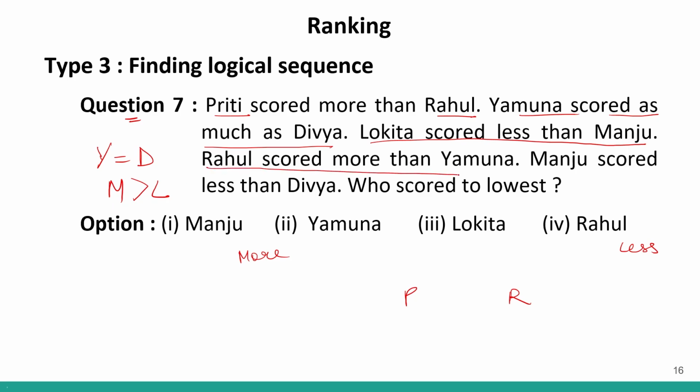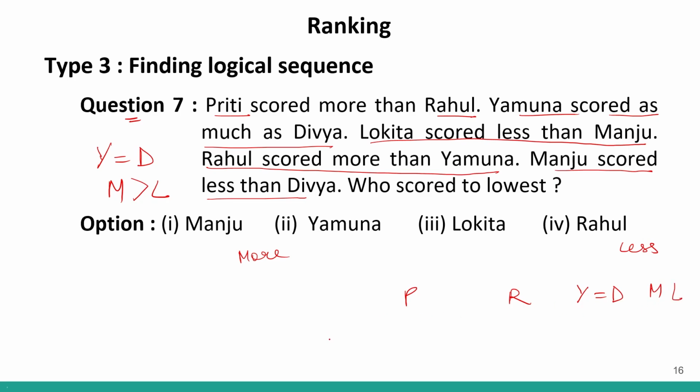Rahul has scored more than Yamuna. So, we have Rahul over here, Yamuna will be over here and Yamuna is equal to Divya. We know that Manju scored less than Divya. So, Divya is over here, so Manju is over here and Manju has scored more than Lokita.